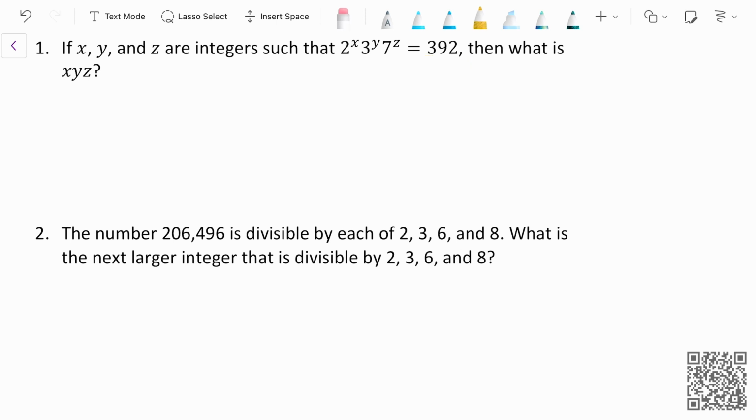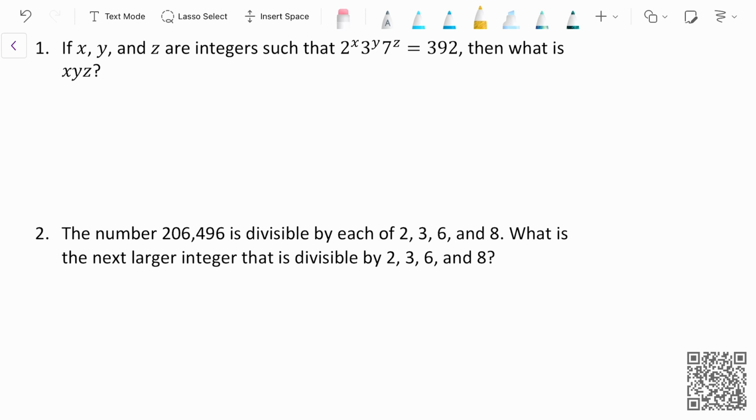pick out all the 2s, 3s, and 7s and then see how many there are. Or, since 2, 3, and 7 are already primes, if this equation actually works, then x, y, and z would have certain values that make this equation equal 392. But what if we're solving just for x, y, and z, and one of these doesn't actually work? Then we can make the job a lot easier.